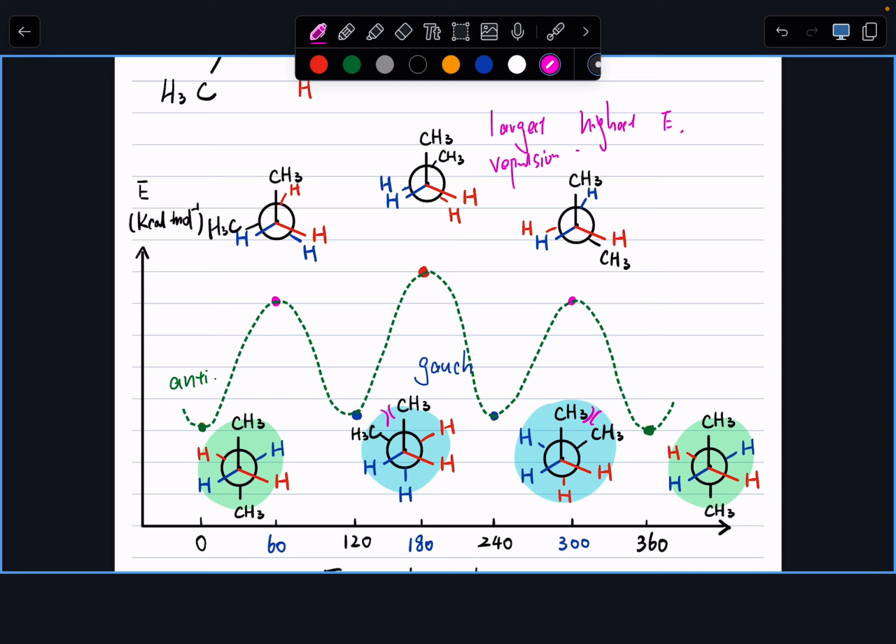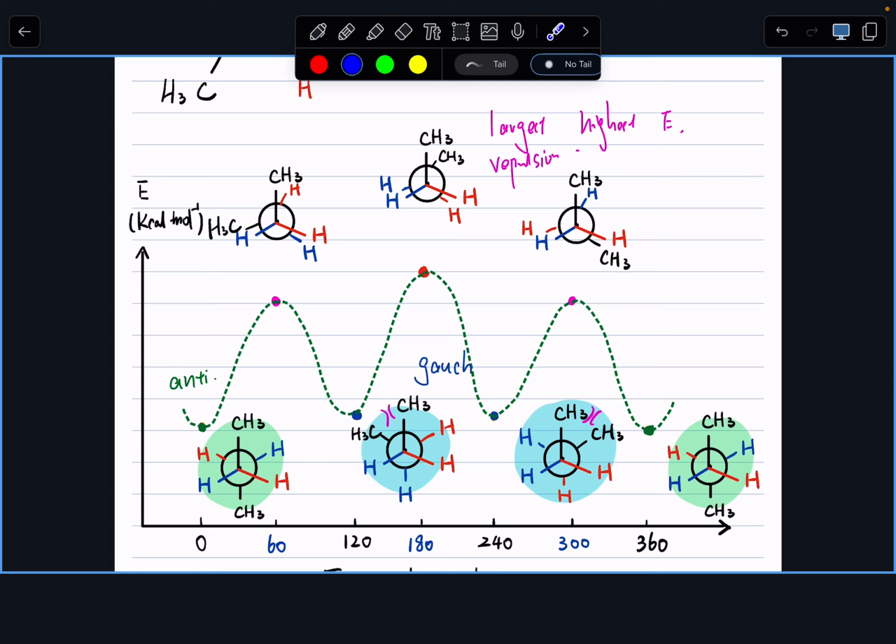Yes? Are the bottom two both gauche? Right, so the two blue ones are both gauche. So when we say they are gauche to each other, we're saying they are staggered. So it's still 60 degrees. But the methyl groups are neighboring each other. They're not anti to each other.